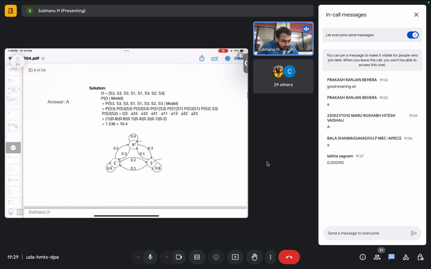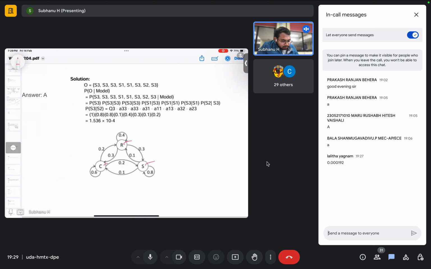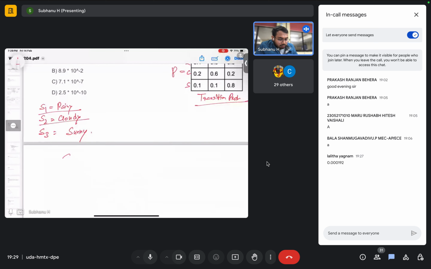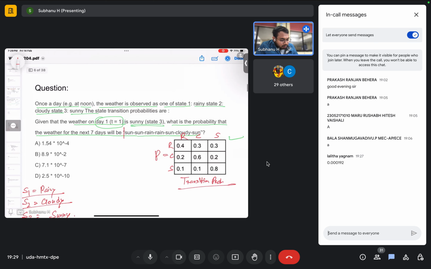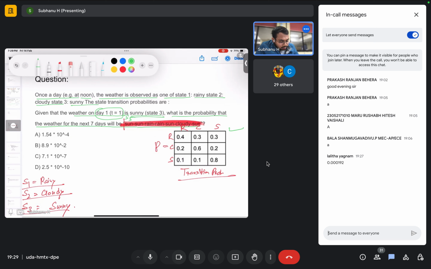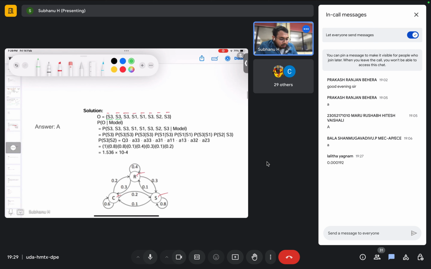So what I have done: our states were S3, S3, S3, S1, S1, S3, S2, S3, but I just replaced them. S1 means rainy, S2 means cloudy, S3 means sunny. So I had the sequence sunny, sunny, sunny, and I have written it like this: sunny means S3, rainy means S1. So S3, S3, S1. This is how I have changed it and written the states.